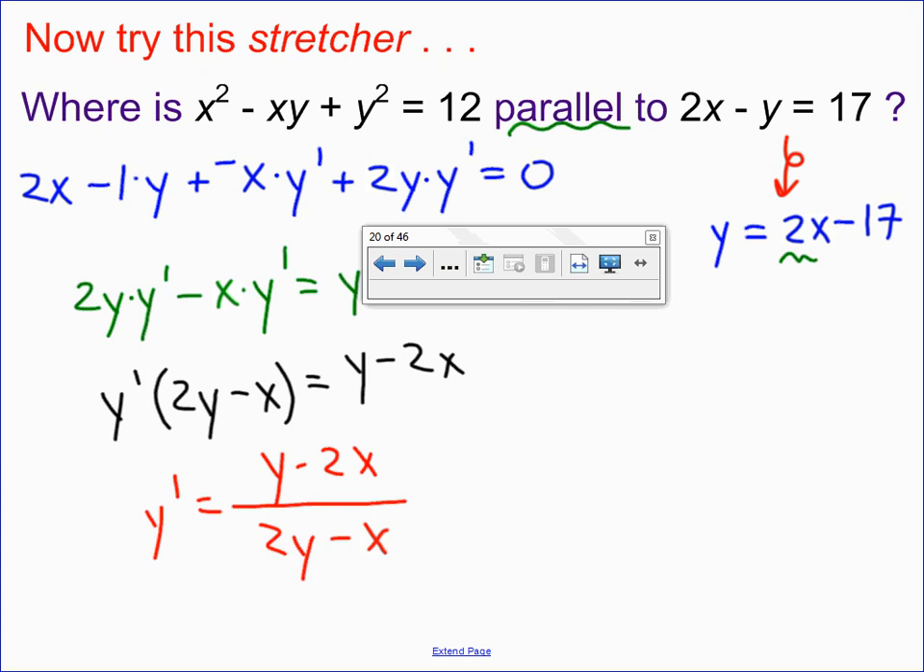2. So we want to see where is the slope of this relation, x squared minus xy plus y squared, which is similar to the football one we saw before, where is the slope of that equal to 2? Well, how could we figure that out?